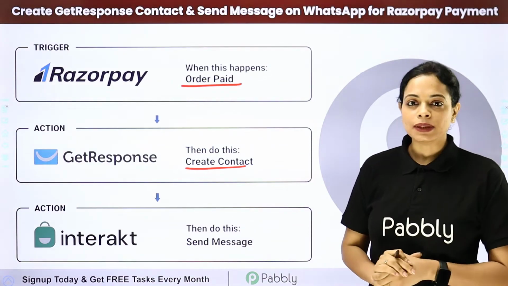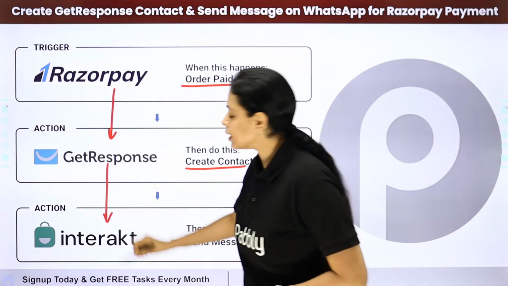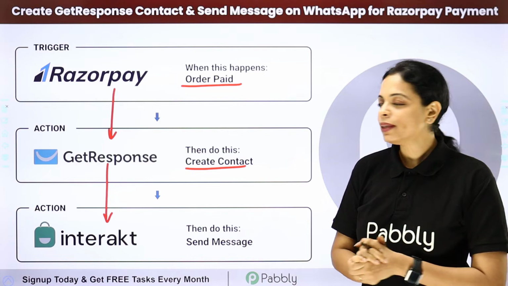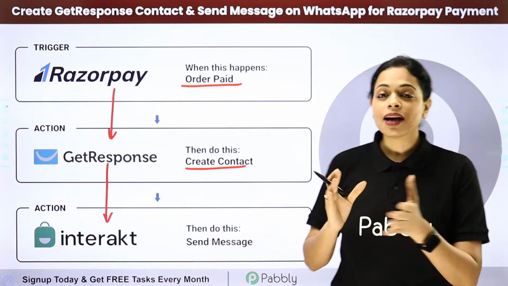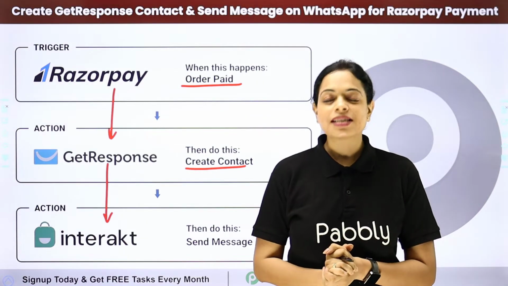Now how can that be done? For this we will be integrating these applications using Pabbly Connect. Here our trigger application will be Razorpay, then our action applications will be GetResponse and Interact. Now to understand how you can integrate and automate this entire process yourself, let me take you to my screen.